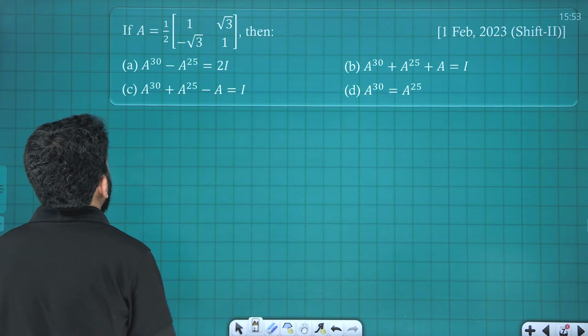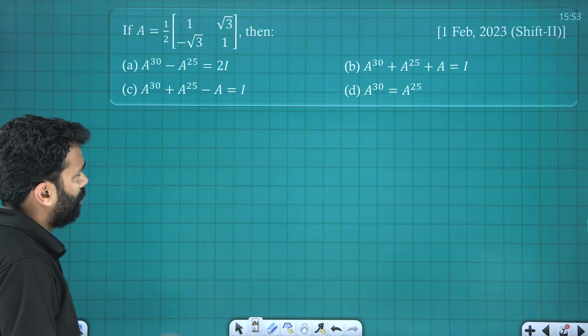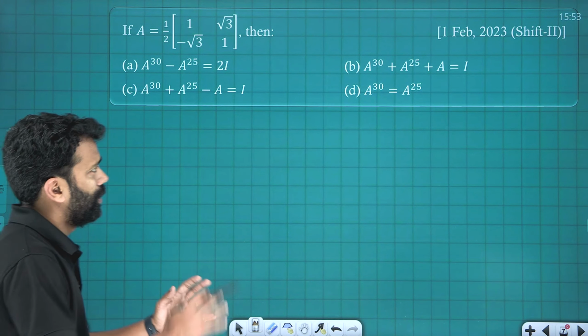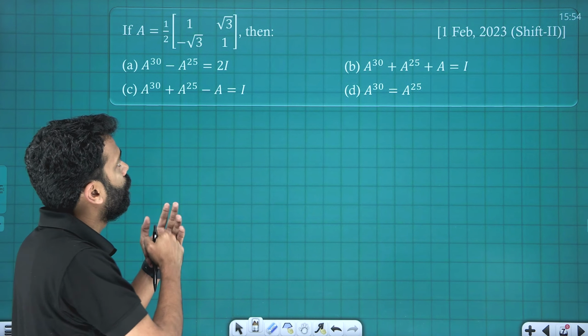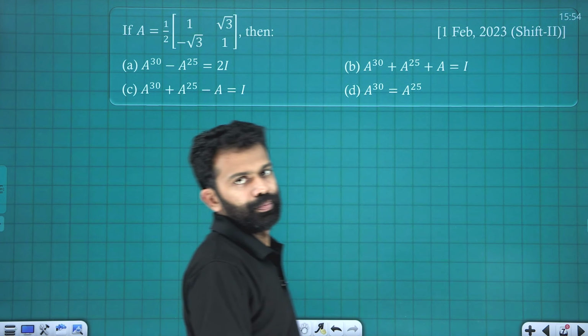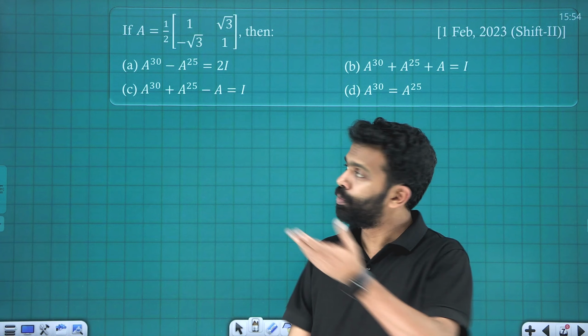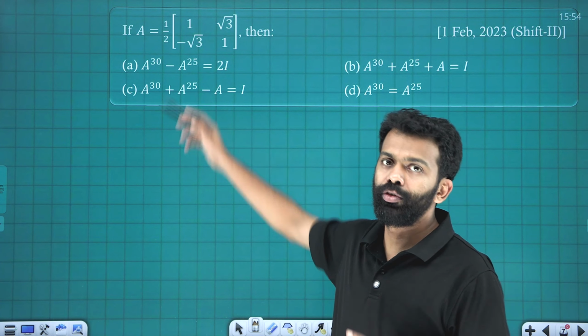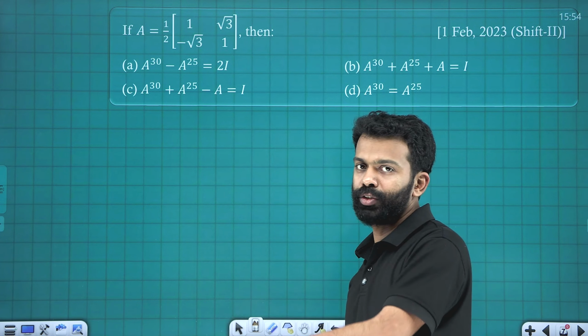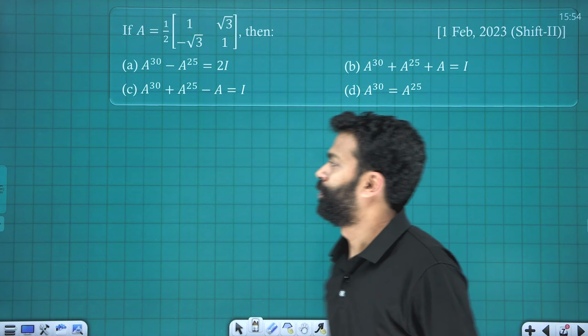Okay, next one. Very much similar to the previous question. The concept is the same, but the question is changed. A is equal to 1 by 2 into [1, root 3; minus root 3, 1]. It's very much similar to the previous one. If you multiply the matrix with 1 by 2, it will become 1 by 2, root 3 by 2, minus root 3 by 2, 1 by 2.